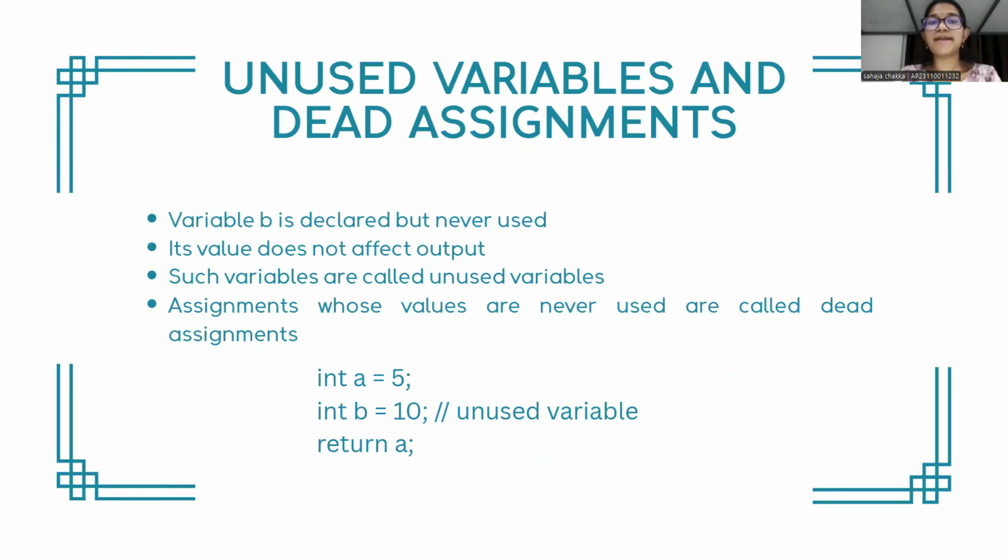Unused variables and dead assignment. First, unused variables. Here int a = 5, int b = 10, return a. Here we are returning only a. The output is 5 and the b variable was not used. So it is an unused variable. Such variables, such as the b variable, are called unused variables. Dead assignment: assignments whose values are never used are called dead assignments.